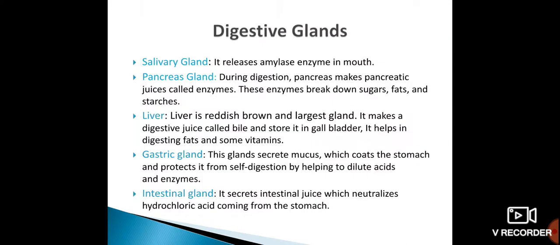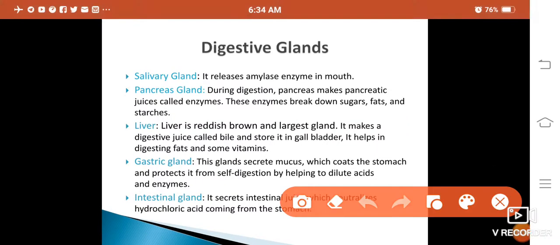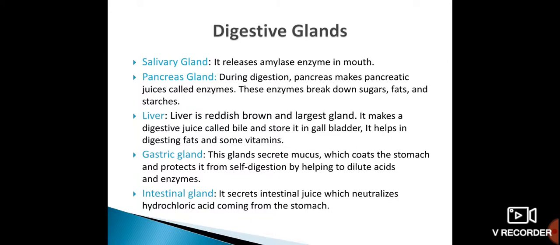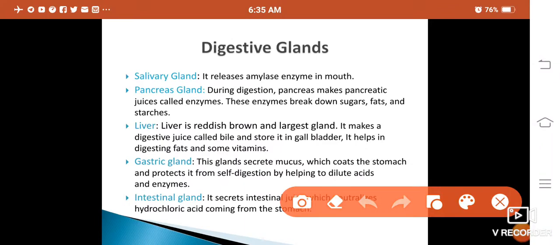So the liver is the largest gland, and it makes a digestive juice called bile, as I told you, and stores it in the gallbladder, which helps in digestion of what? Fats and some vitamins. Next is the gastric gland. It secretes mucus and coats the stomach and protects it from self-digestion by helping to dilute acids.